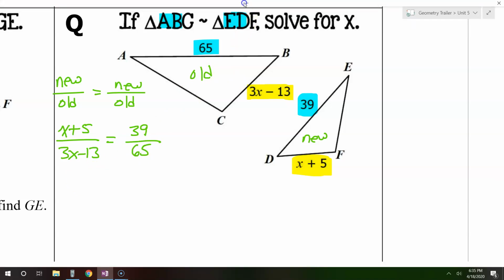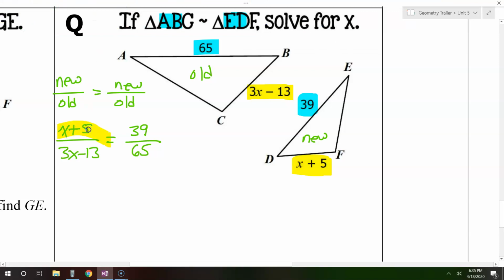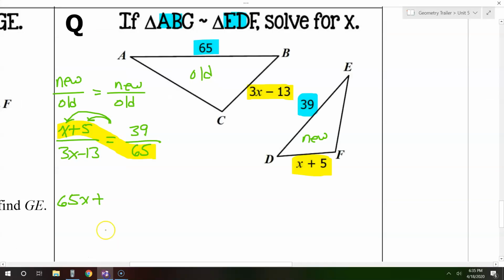Time to cross multiply. All right, looking at this diagonal, I must do the distributive property. I'm going to take this 65 and I'm going to multiply it by x and 5. So that'll give me 65x plus whatever 65 times 5 is, 325.